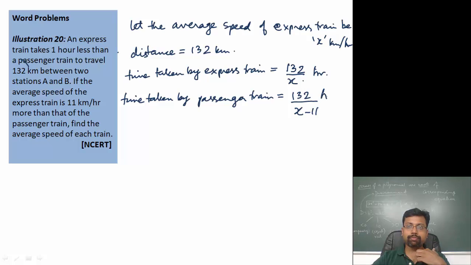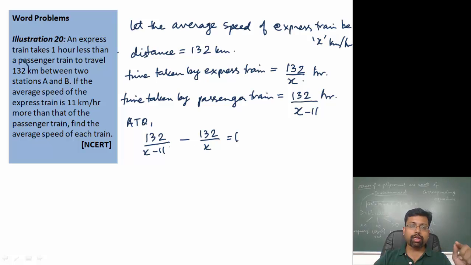So this is what it will be, and it's given that the difference in time of these two is 1 hour, and which is taking more time? The passenger train. So according to the question, 132 by x minus 11 minus 132 by x is equal to 1. The difference in the times taken by both of them is 1 hour, and obviously the passenger train is slower. That's what it says: the express train takes 1 hour less. So the time taken by the passenger train would be more.